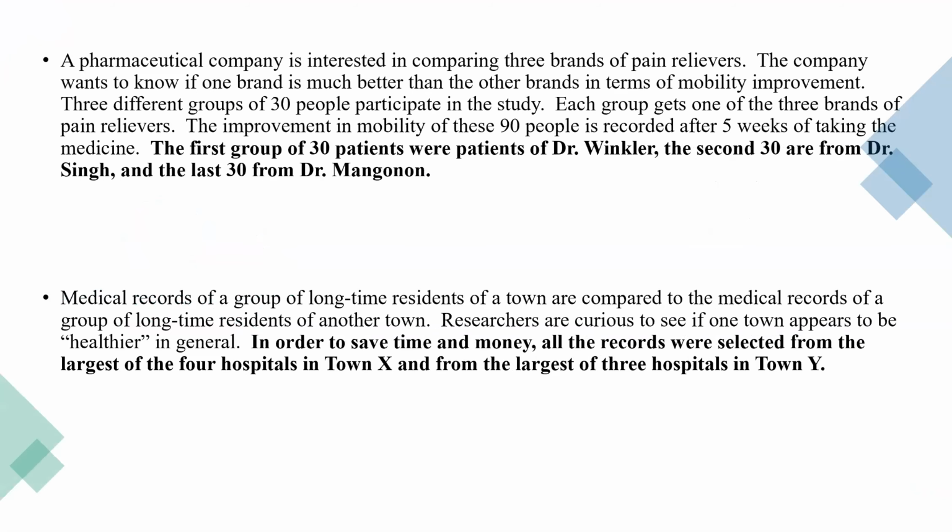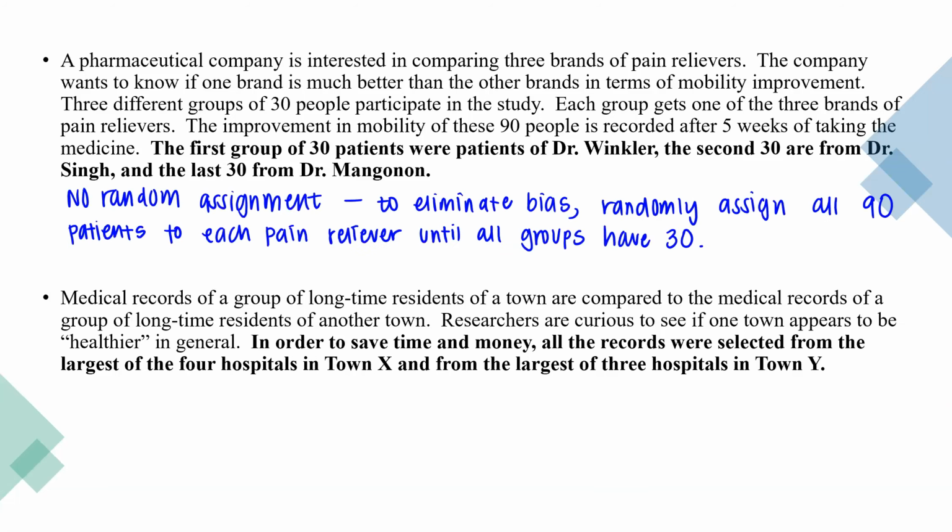In the first example, we had 3 different groups of 30 people participate in this study, and they're given 3 different brands of pain relievers. We're now told that the first group of 30 patients were patients of Dr. Winkler, the second 30 were from Dr. Singh, and the last 30 from Dr. Manganon. The reason why there is bias here is because there is no random assignment. In order to eliminate the bias, what we must do is randomly assign all 90 patients to each pain reliever until all groups have 30.